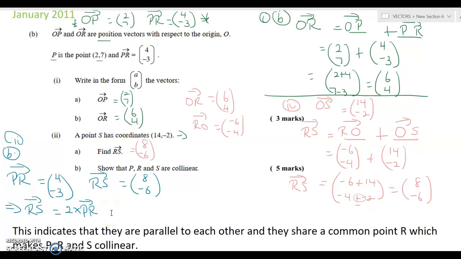So all they have to write now, and I added it at the bottom here, all they need to state is that because we showed that one of the vectors is 2 times, or a scalar multiple, as we like to say, of the other, this indicates that they are parallel to each other and they share a common point R, which makes P, R and S collinear. This is a standard thing. If they ask if three points P, R and S, or A, B, and C, are collinear, show that one vector is a scalar multiple of the other, and also state that they share a common point. In this case, they share a common point R, because we have vector PR and then RS, so they share that common point of R, right?